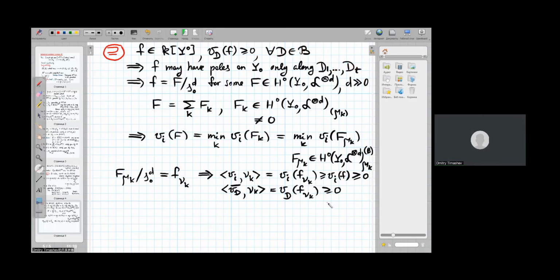can we deduce that nu k is a highest weight? I don't think the quotient of two highest weight vectors is a highest weight vector. The product, well, let me say, it is not a highest weight vector. It is a B semi-invariant rational function.